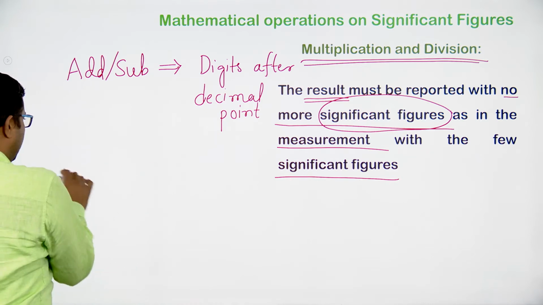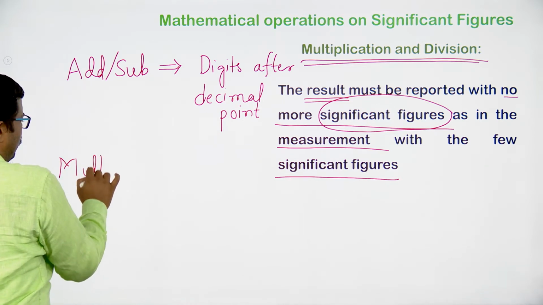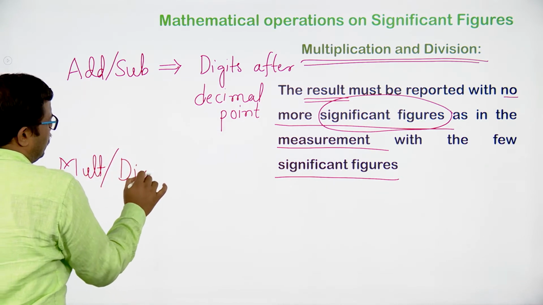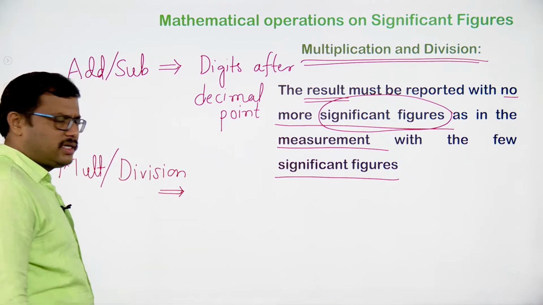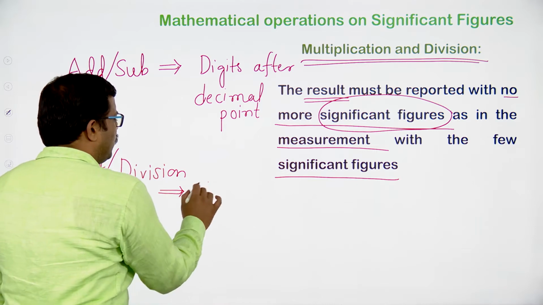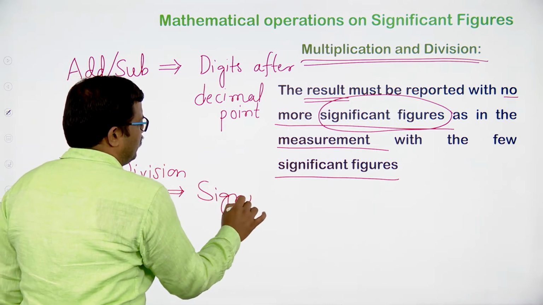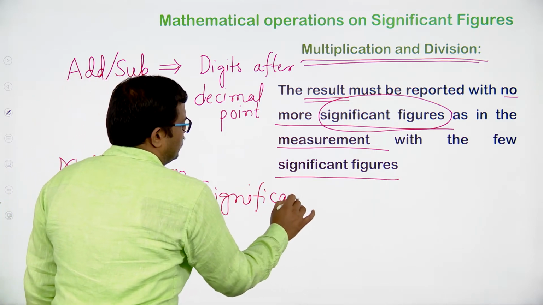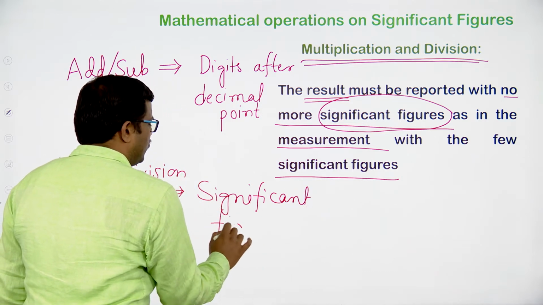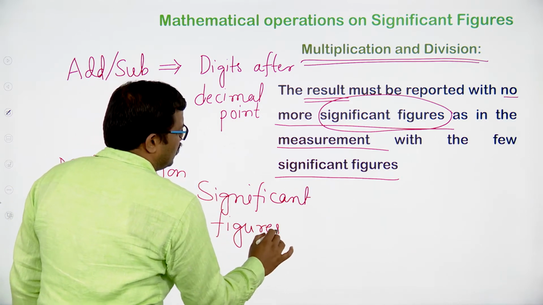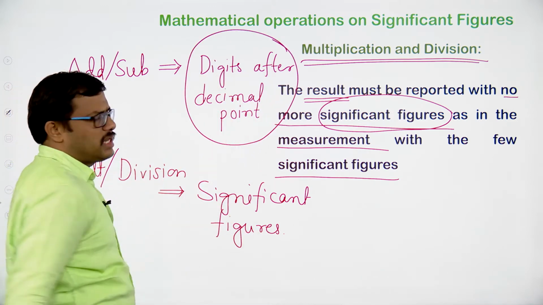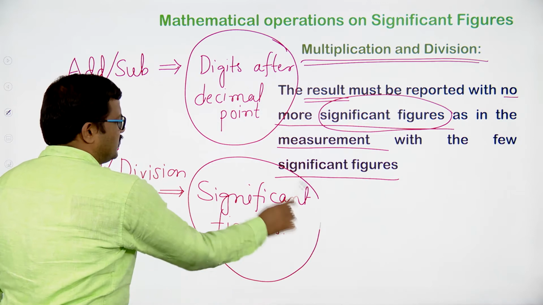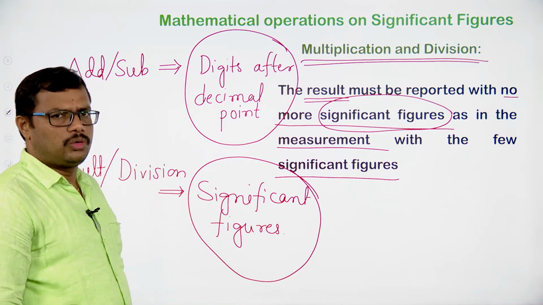But in the case of multiplication as well as division, we have to consider the significant figures present in the two numbers. So here we are looking at the digits for addition and subtraction, and here we are looking at the significant figures present in the two numbers.